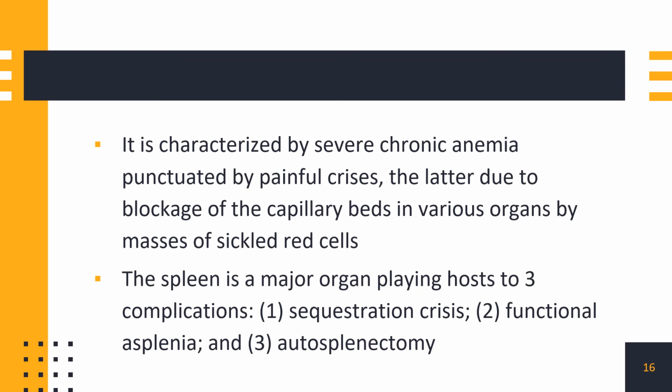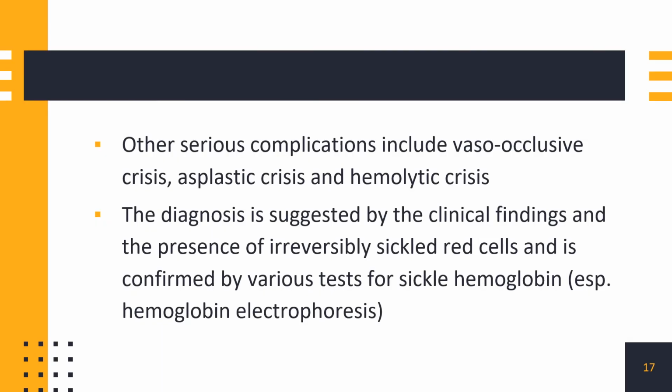The spleen is a major organ playing host to three complications. First, sequestration crisis. Second, functional asplenia. And third, autosplenectomy. Other serious complications of this condition would include vaso-occlusive crisis, aplastic crisis, and hemolytic crisis.